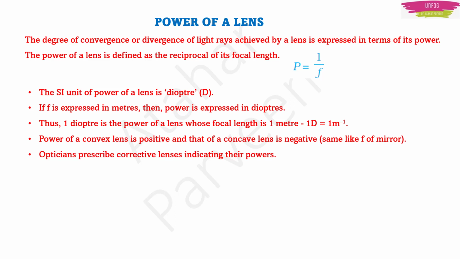So the SI unit of power is diopter. It is denoted by capital D. If the focal length is expressed in meters, power will be expressed in diopters. So 1 diopter is the power of a lens whose focal length is 1 meter, because 1 diopter is equal to 1 by f. So 1 D will become 1 per meter. It will be reciprocal. Then the power of a convex lens is positive and that of a concave lens is negative.